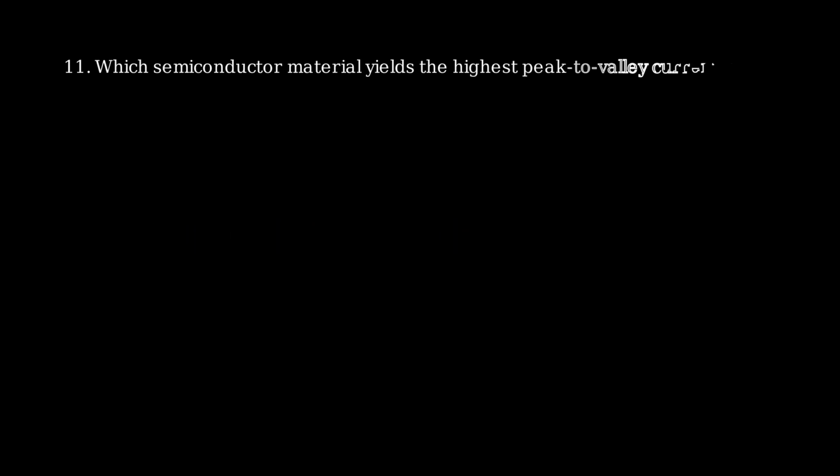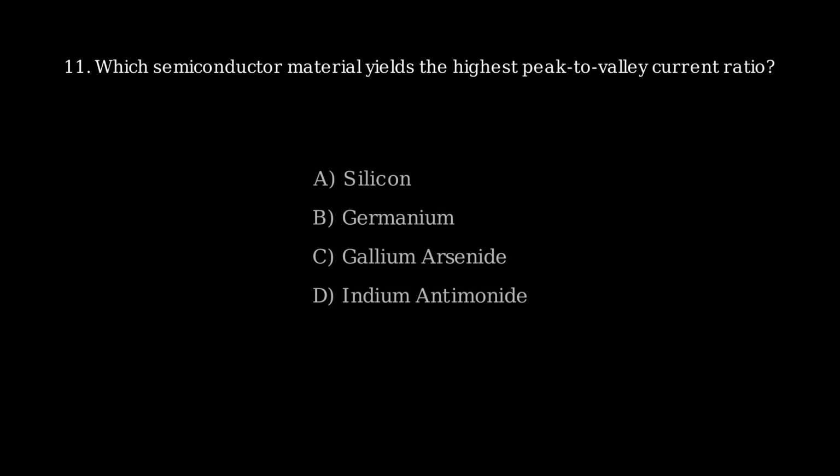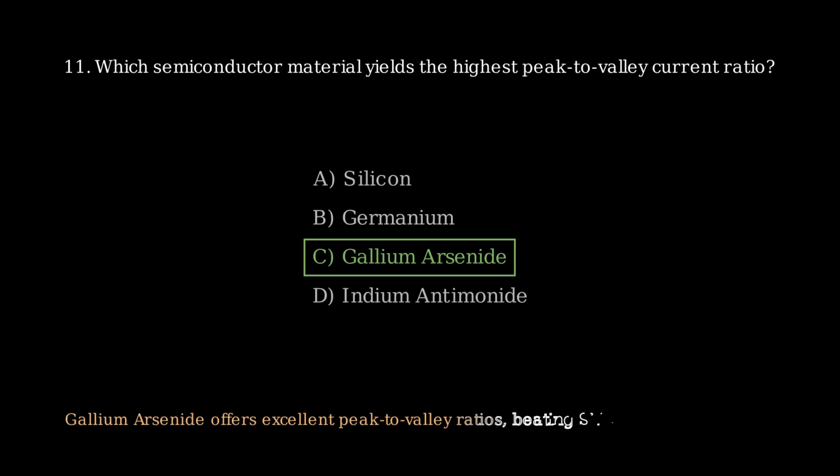Question 11. Which semiconductor material yields the highest peak-to-valley current ratio? Gallium arsenide provides the cleanest electrical characteristics and highest ratios for tunnel diodes.